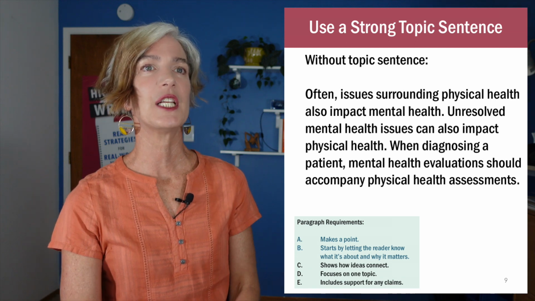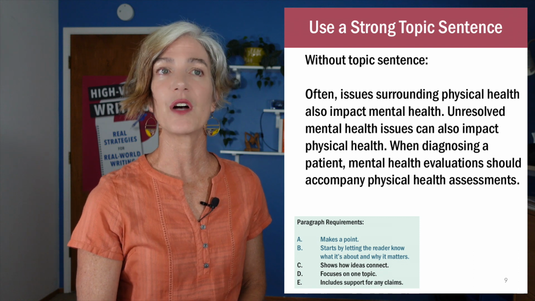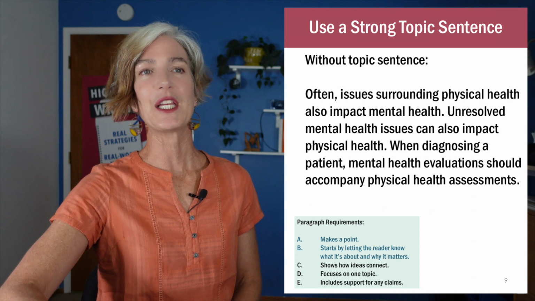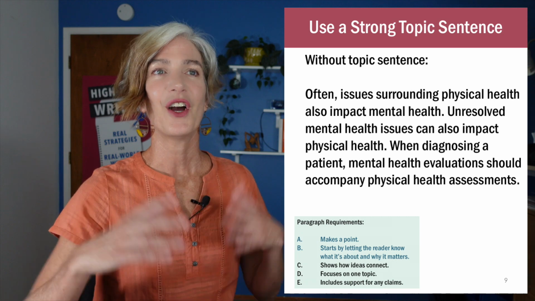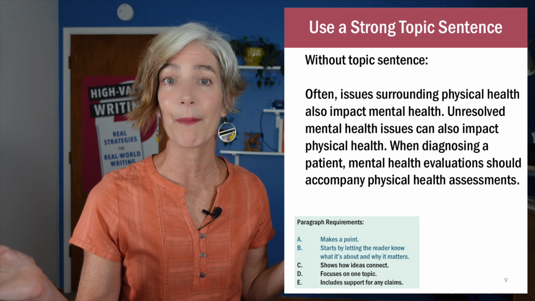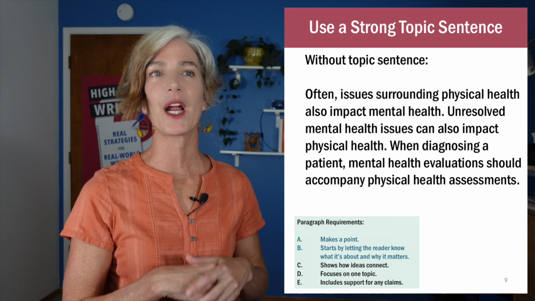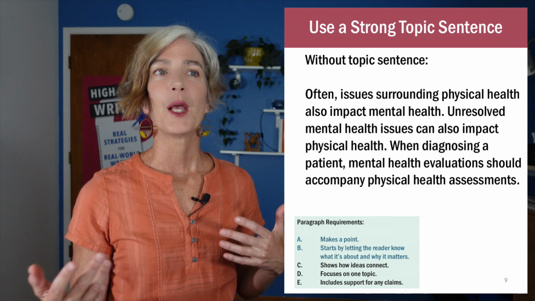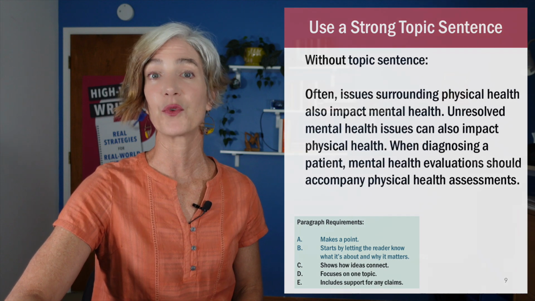So here we have: often issues surrounding physical health also impact mental health. Unresolved mental health issues can also impact physical health. When diagnosing a patient, mental health evaluations should accompany physical health assessments. Okay, I did not start this paragraph with a sentence saying what it was about or why it mattered. I can still tell, okay, this paragraph is about 2 types of health and how they're related to one another. But it would have been nice if somebody would have told me in the beginning what this paragraph was for.